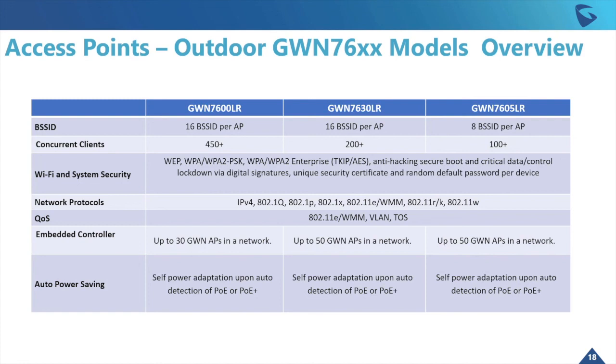The number of concurrent clients is also something that you want to take into consideration when deciding which model to use. For the other specifications that we mentioned with the indoor access points, basically the same settings, standards, and protocols apply to the outdoor GWN access points. Another thing to take into consideration when deciding which model to use is the number of GWN access points that you can manage from the controller of the access point.